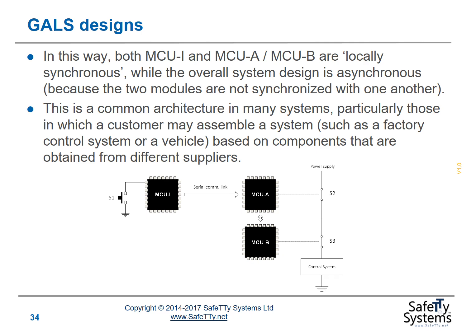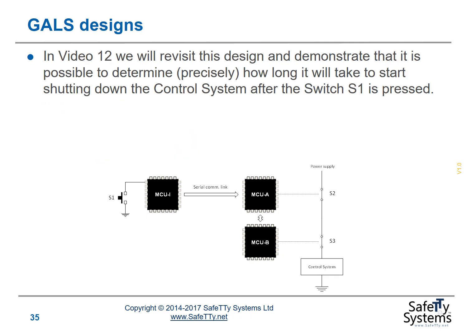This is a common architecture in many systems, particularly those in which a customer may assemble a system such as a factory control system or a vehicle based on components that are obtained from different suppliers. In video 12, we'll revisit this design and demonstrate that it is possible to determine precisely how long it will take to start to shut down the control system after switch S1 is pressed. So we'll demonstrate that we can model both fully time-triggered designs and GALS time-triggered designs in video 12.